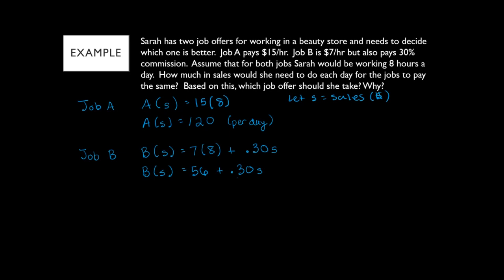0.30S. So you have a base pay of $56 per day, which is much less than the $120, but you do have more money based off of the number of sales that you would do that day. So it's going to increase based off of the number of sales. So we have a positive slope. So we've got this equation going on here.